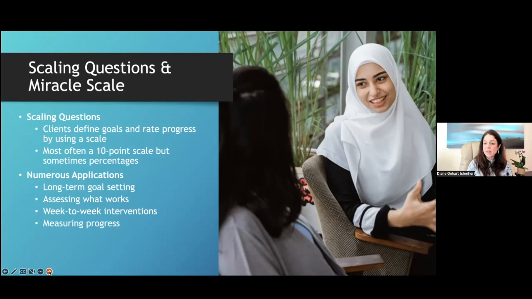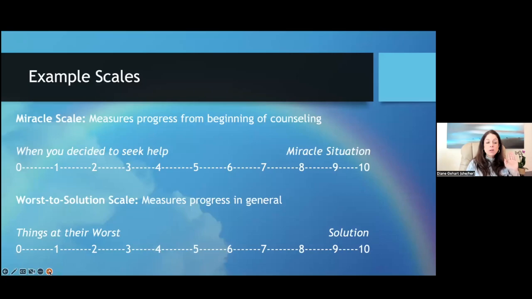So the miracle scale, zero is when you decided to seek help, or one, and then the miracle situation would be your 10. Okay. You can always scale back and forth. It's called the miracle scale. And then things were at their worst, and then the solution is 10.